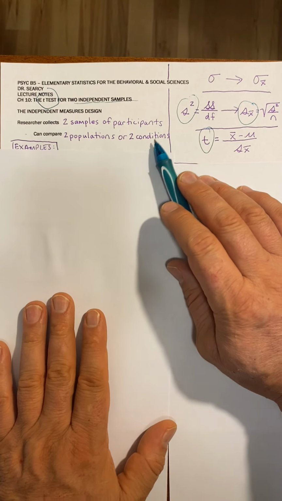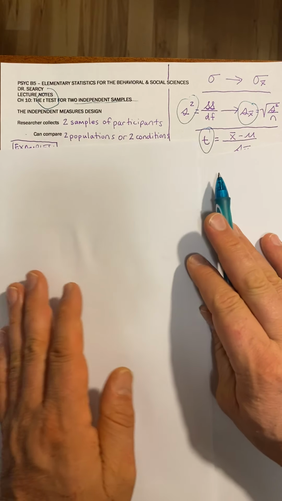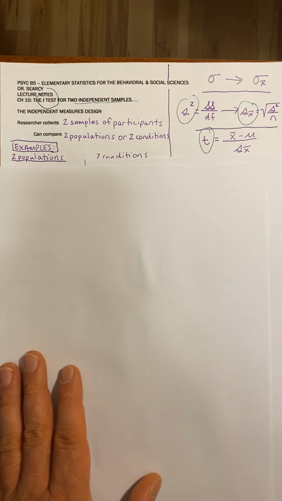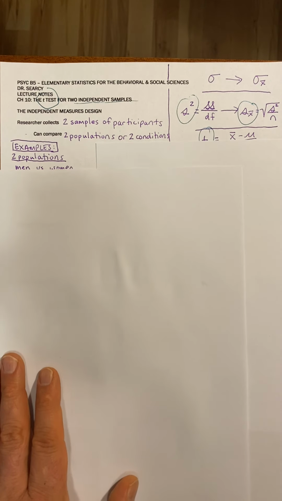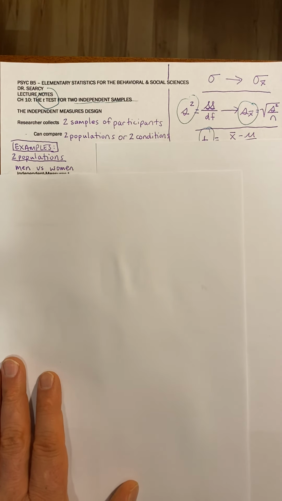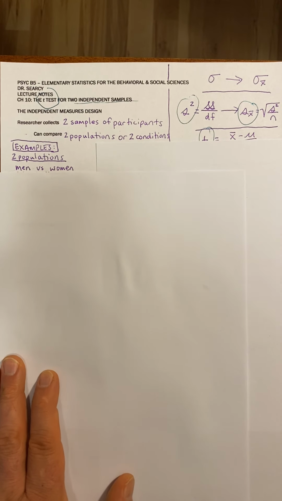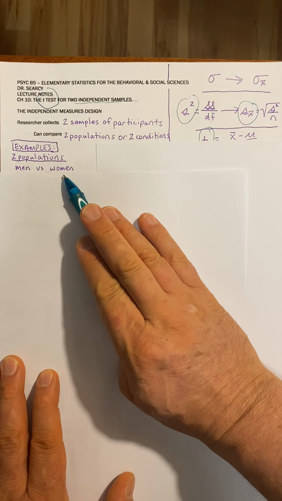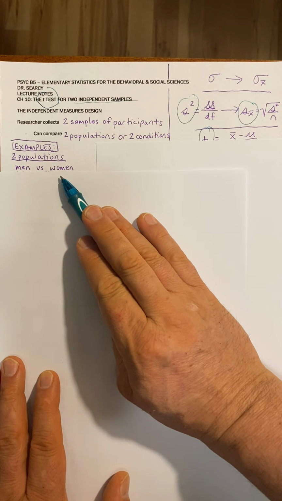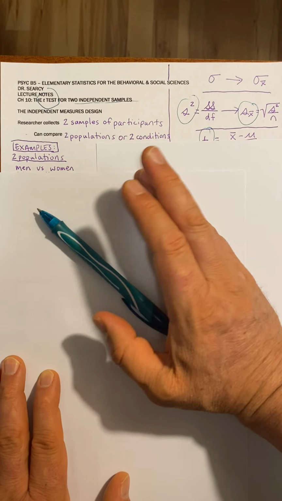Okay, so what are some examples of this? First, let's think of an example with regard to the 2 populations. Right, we could say that an example is, maybe we want to compare the population of men to the population of women and say that they might be affected by something differently.